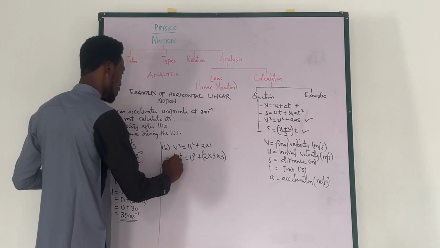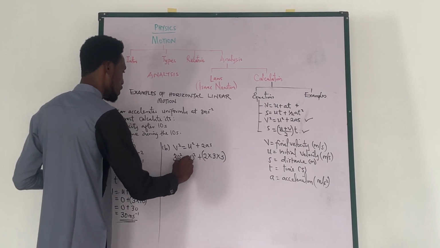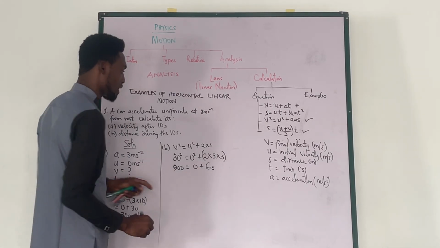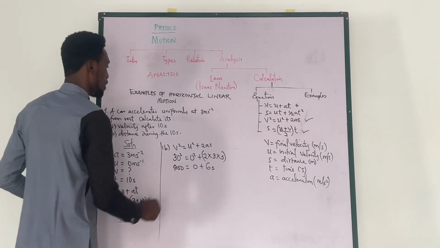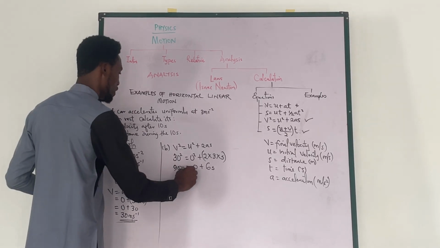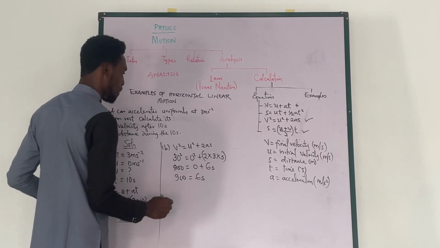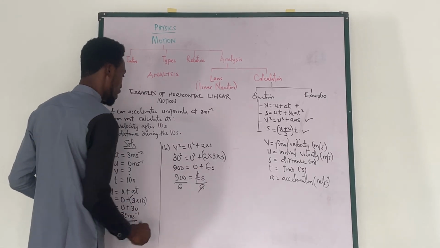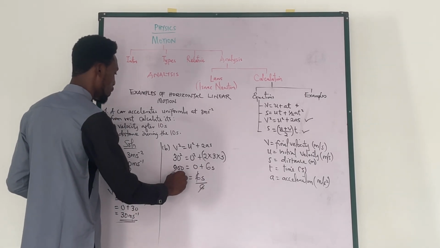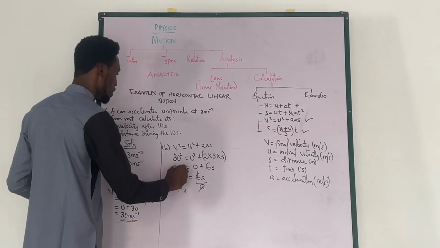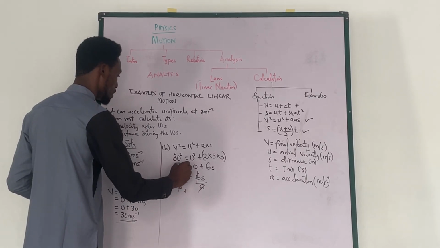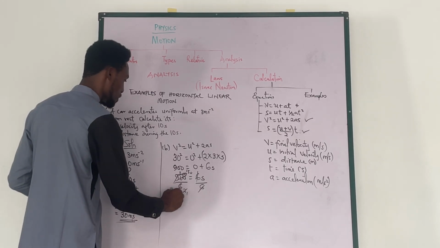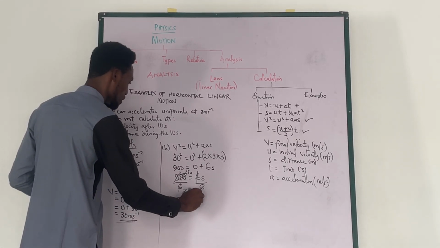So all we have here is 30 squared, which is 900, equals 0 plus 2 times 3, which is 6. So we have 6S. I'm writing my S very small, so I don't think it's 5. So we have 900 is equal to 6S. Divide both sides by 6. So we have 6 over 6, and 900 divided by 6 is 150. So we have S is 150 meters.